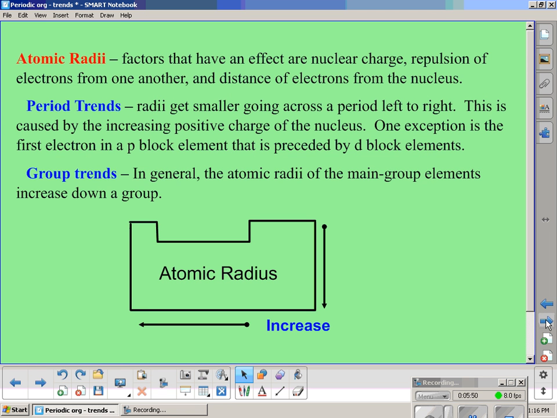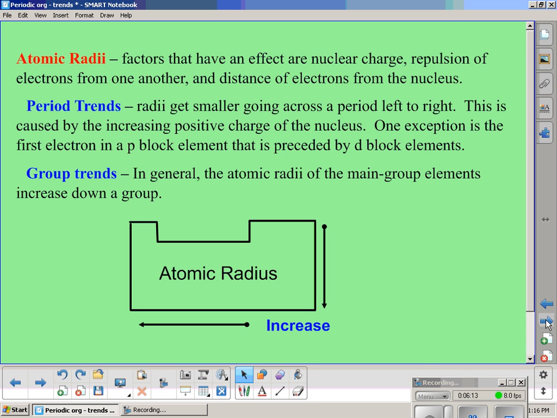Okay, factors that affect atomic radius, and to be honest, every single trend we're going to talk about: nuclear charge, the increasing number of protons; repulsion of electrons from one another, they all have the same charge, don't want to be near each other; and the distance of electrons from the nucleus. So let's apply this to atomic radii.